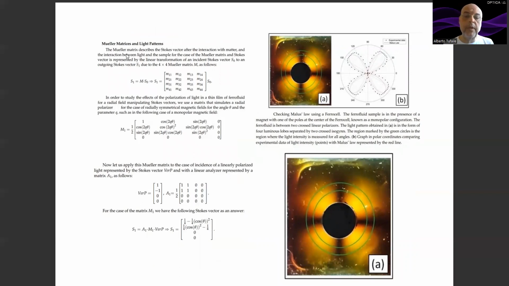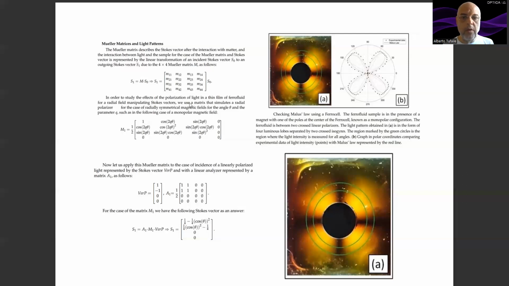It's important to use the Stokes vector to simulate what is happening in our system. And in order to do this, we used Mueller matrices and obtained some light patterns. One of the interesting things that we obtained here is using this Mueller matrix in order to represent a magnetic field of a monopolar configuration of the magnetic field.